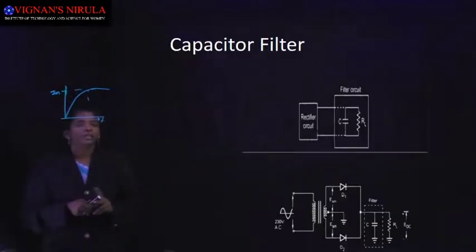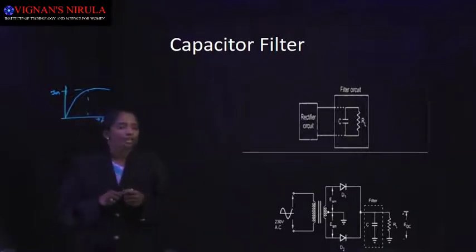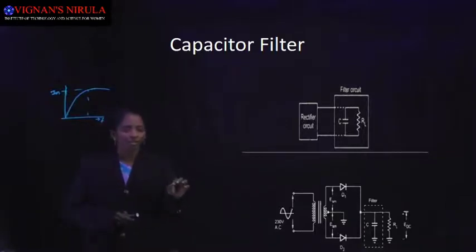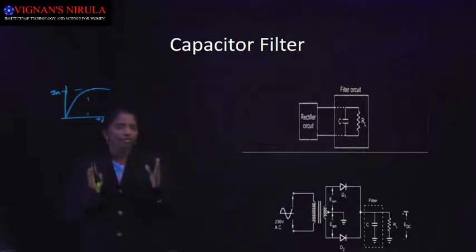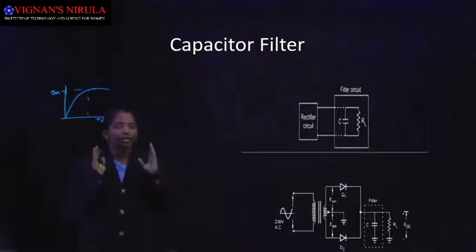So this is the circuit diagram of the capacitor filter. Here we are connecting the output of the rectifier to the input of the filter. Here for the filter, we are connecting the capacitor with the load resistance RL, between the output of the rectifier and the load resistor. Here we should know how to connect the capacitor. We should connect the capacitor in parallel with the load resistor.